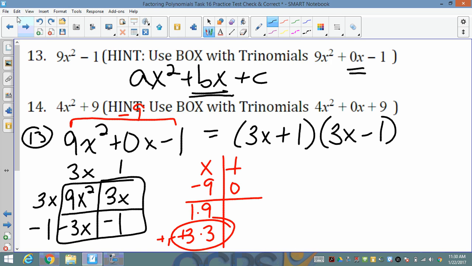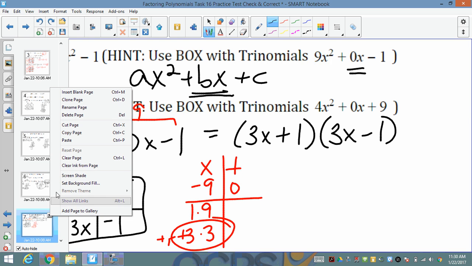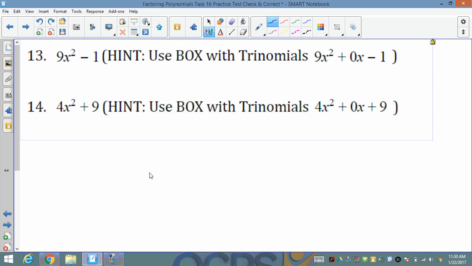Okay, I'm going to clear the ink. If you need more time, pause it. And we'll do number 14. Then we're almost done. Video didn't end up being as long as I thought it would be. All right, so again, in number 14, we are missing that middle term, so I'm going to put a 0 in there. So I am factoring 4x squared plus 0x plus 9.